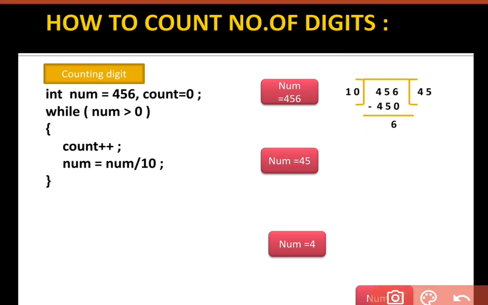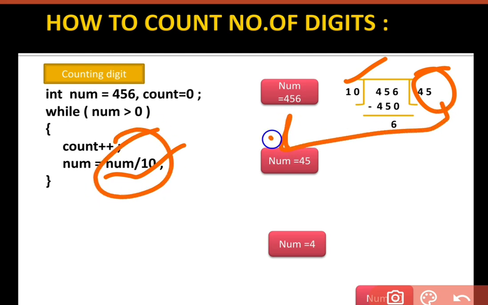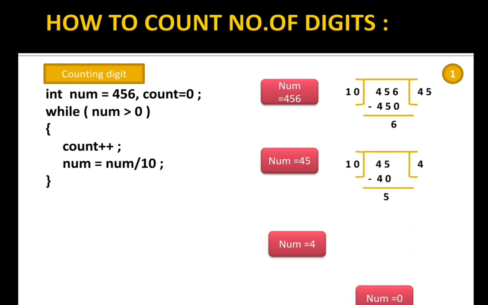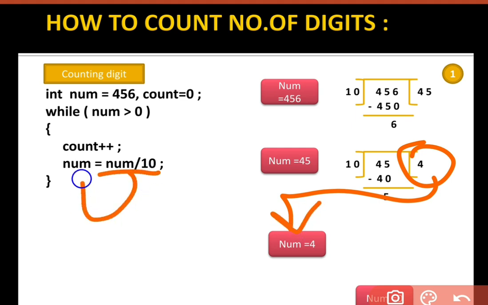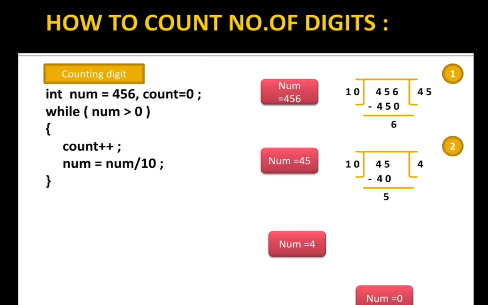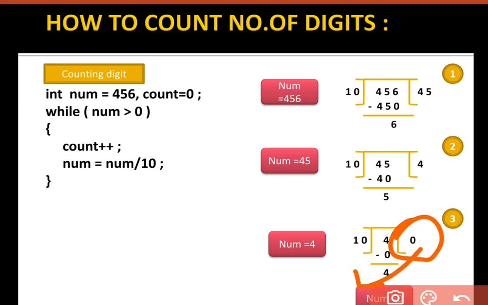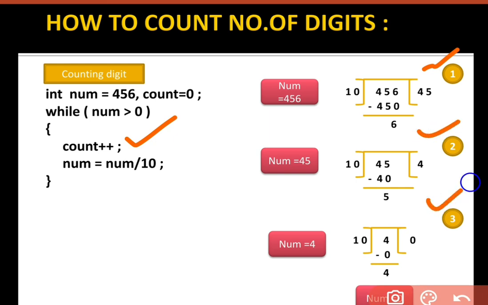How? See, I'm dividing the number by 10 and storing whatever I'm getting as quotient again in my number. This thing I'm doing again and again. See, in this way, it is the first count, and again I'm doing the same thing. Whatever quotient I'm getting, I'm storing it in my number. The same thing, second count. It is the third count, till our quotient becomes the number and the number becomes 0. Here I am doing the counting of the number of digits. See, the count is raised by 1, till 3 times I'm doing the same process.